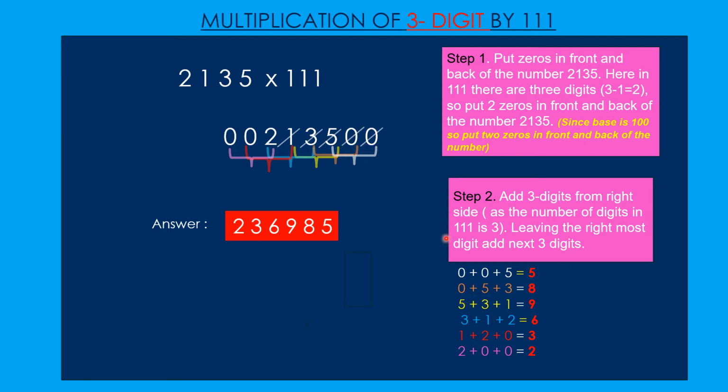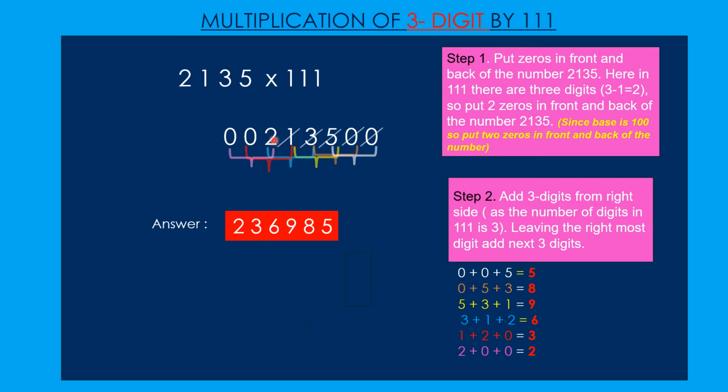And then you leave the 0. Next is 0 plus 5 plus 3. 0 plus 5 plus 3 is 8. So you just write 8 in the answer box. Then you leave 0. Then you add 5 plus 3 plus 1, which is 9. So just write 9 in the answer box. Next you leave 5 and then you add 3 plus 1 plus 2, which is 6. You write 6 in the answer box. Alright, and then you leave 1 and then you add 2 plus 0, which is 2.